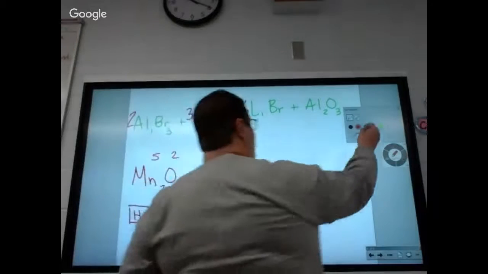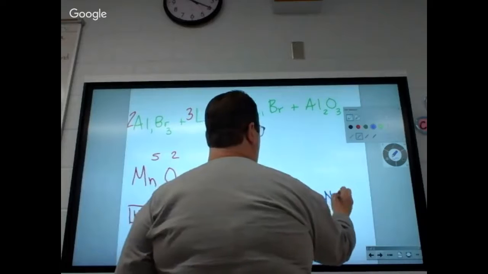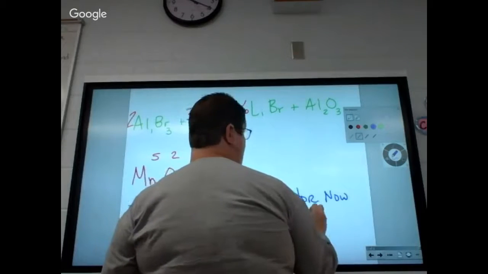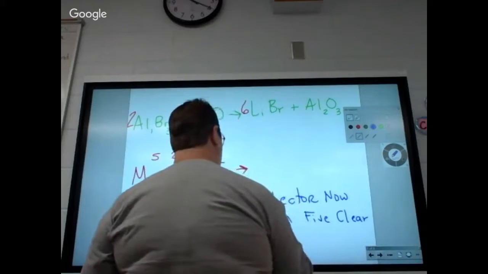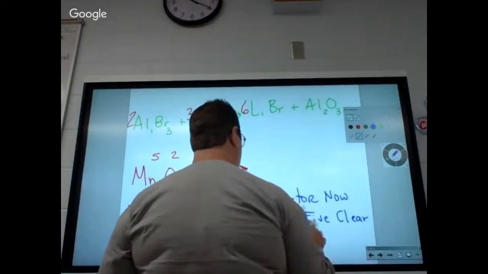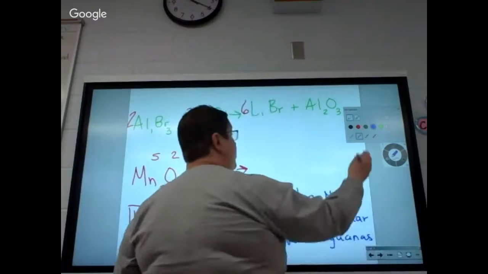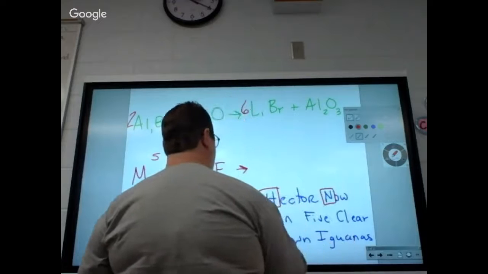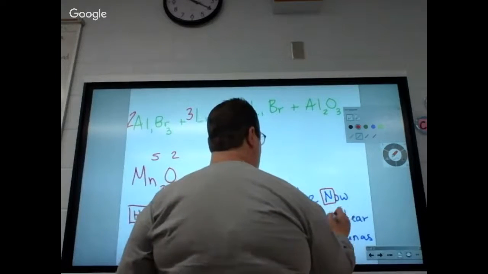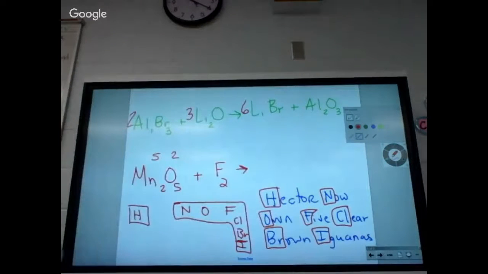Some people like to use mnemonic devices like Hector, now, owns, 5, clear, brown, iguanas. Okay, there's no such thing as a clear brown iguana. However, the sentence is a mnemonic device based on the symbols of the elements. They all start with the symbols of the 7 elements.